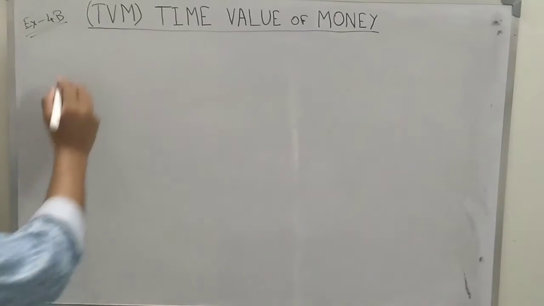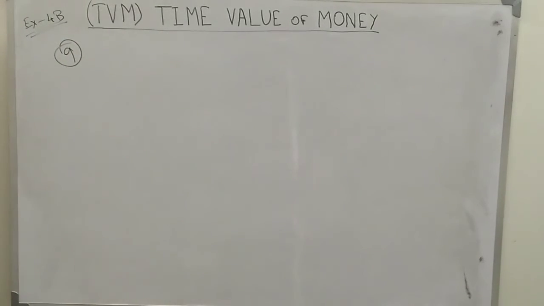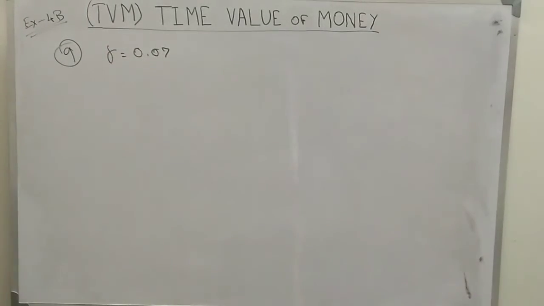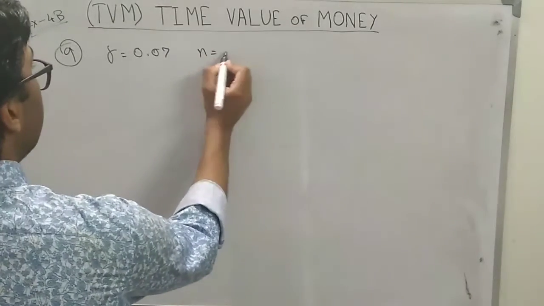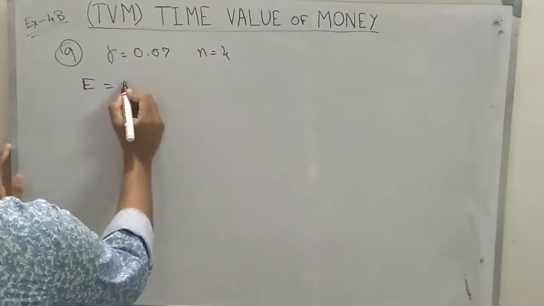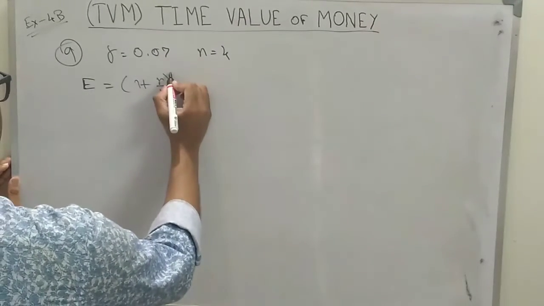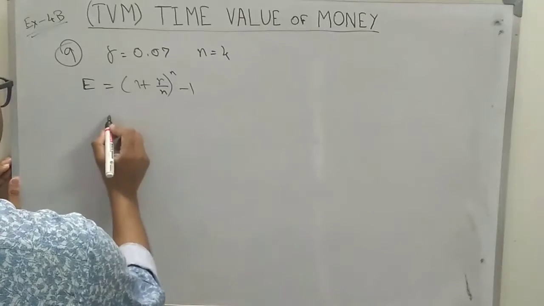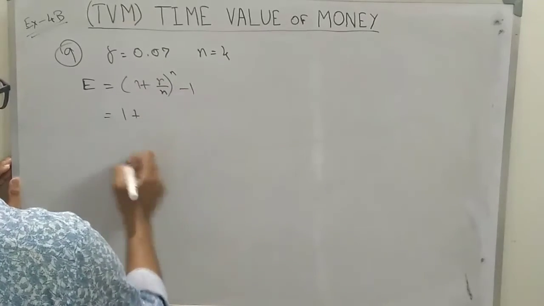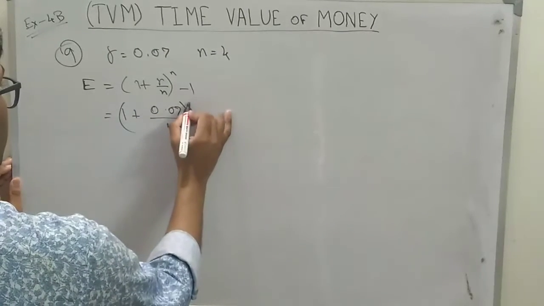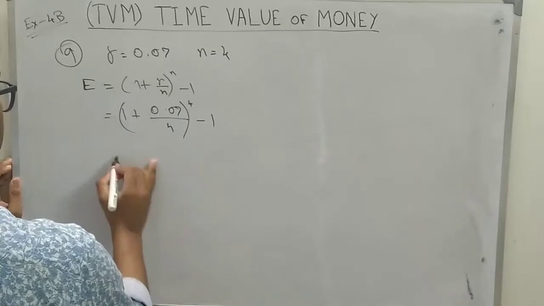Question number 9. In question number 9, it is asked the effective rate of interest corresponding to a nominal rate of 7% per annum convertible quarterly. That means the rate of interest is 0.07, convertible quarterly, N is 4. The formula of effective rate is (1 + R/N) or I, whatever, to the power N minus 1. That is 1 plus 0.07 by 4 to the power 4 minus 1.